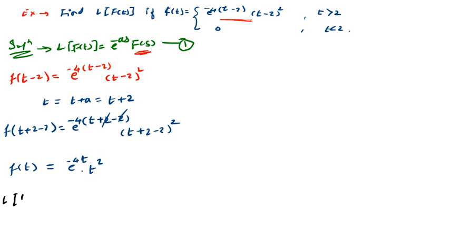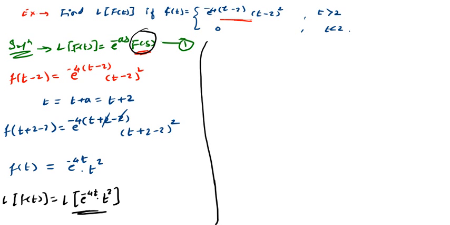This will be L of f of t, which is L of e raised to minus 4t, and its Laplace transform will be our f of s. So find out its Laplace transform, and it will be calculated using the first shifting theorem. What is f of t in the first shifting theorem? f of t is t square.